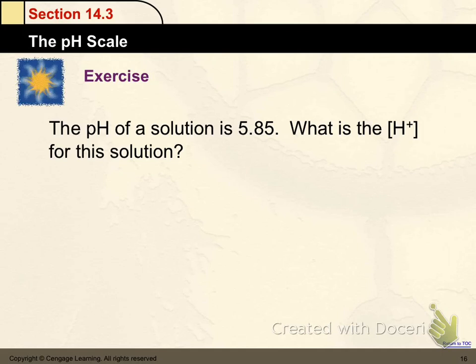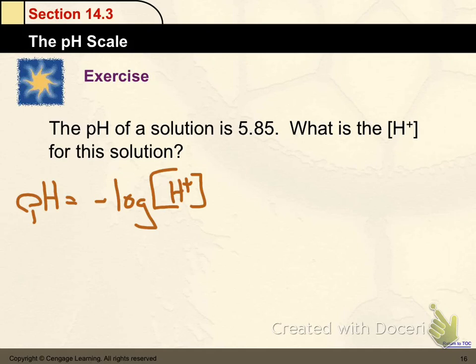Let's try another one. We get a pH of a solution of 5.85. We want to go in the reverse now. We want to know what the hydrogen ion concentration is. Again, our equation is pH equals negative log of H plus. But now we're working our way backwards.